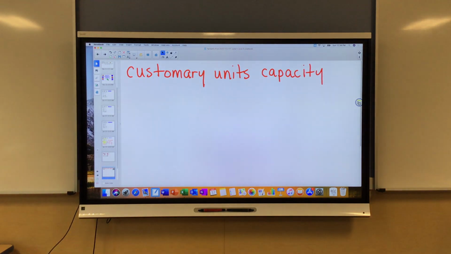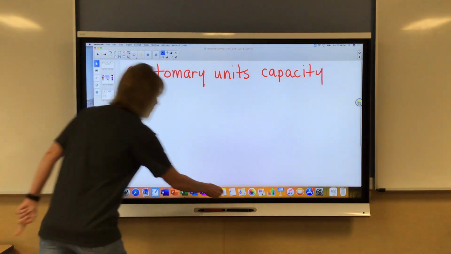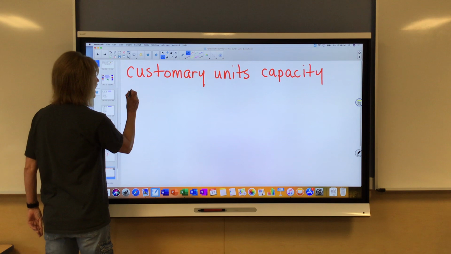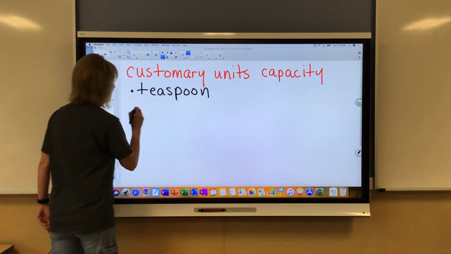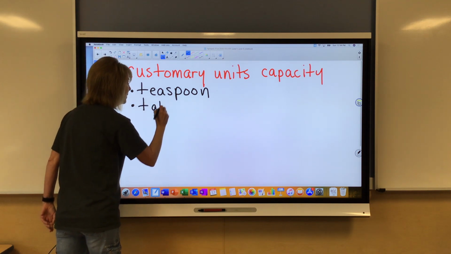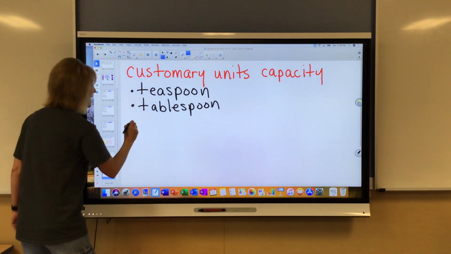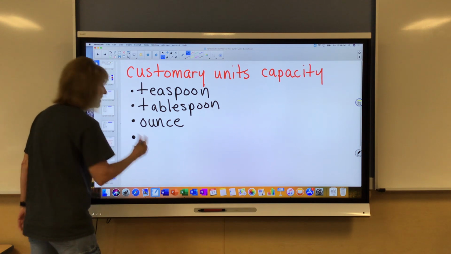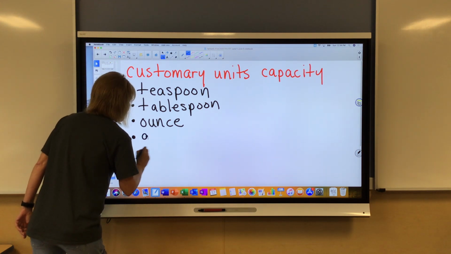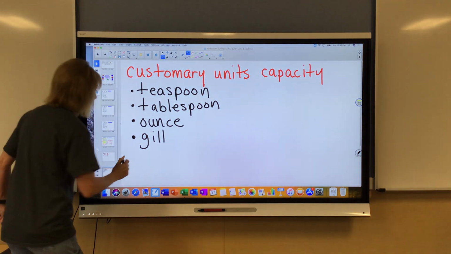I said teaspoon, tablespoon, ounce, gill, cup, pint, quart, gallon. That's what we're going to write. I said teaspoon, tablespoon. How much a container will hold? Tablespoon. Ounce. That's about a gulp. Gill. Gill's a half a cup. It's 4 ounces.